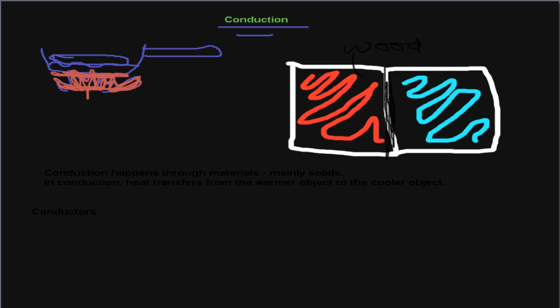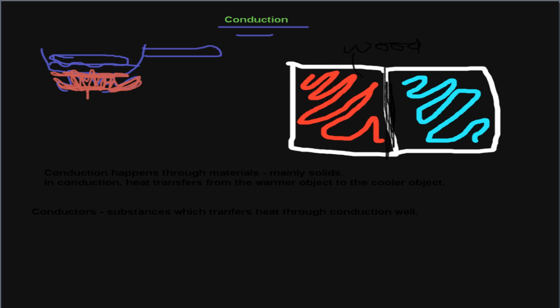Conductors. Basically, conductors are substances which transfer heat through conduction well, which we know the definition of.